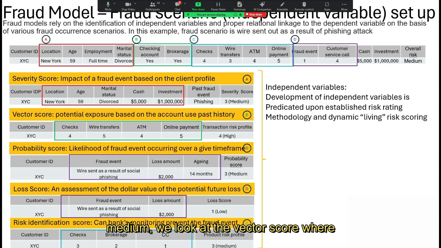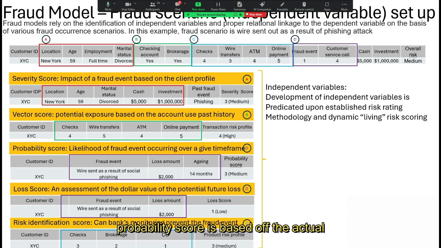We look at the vector score, where the potential fraud came from, right? What's the potential exposure based on his account activity? And we see that he wrote 4 checks, 5 wire transfers, online payment. We know that the fraud event arrived through the wire transfer. That's the vector. And based on the characteristics, we set the transactional risk profile at 4, high.